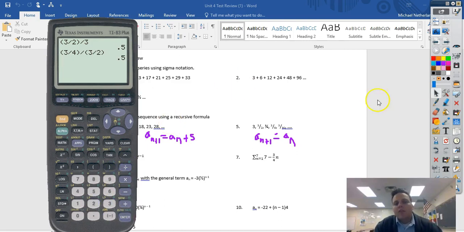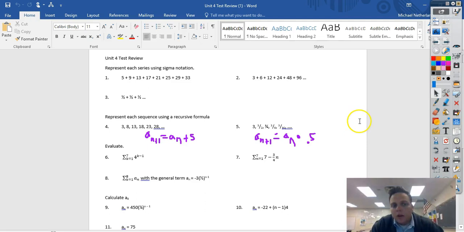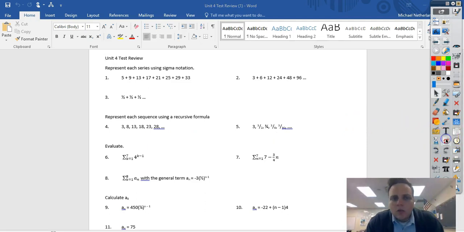And we get 0.5, so it is geometric. So r is equal to 0.5. So in this case, I just need to say times 0.5, or times 1 half, whichever you feel like writing. And that's all we need for those two problems. Alright, let's go on to problem 6.